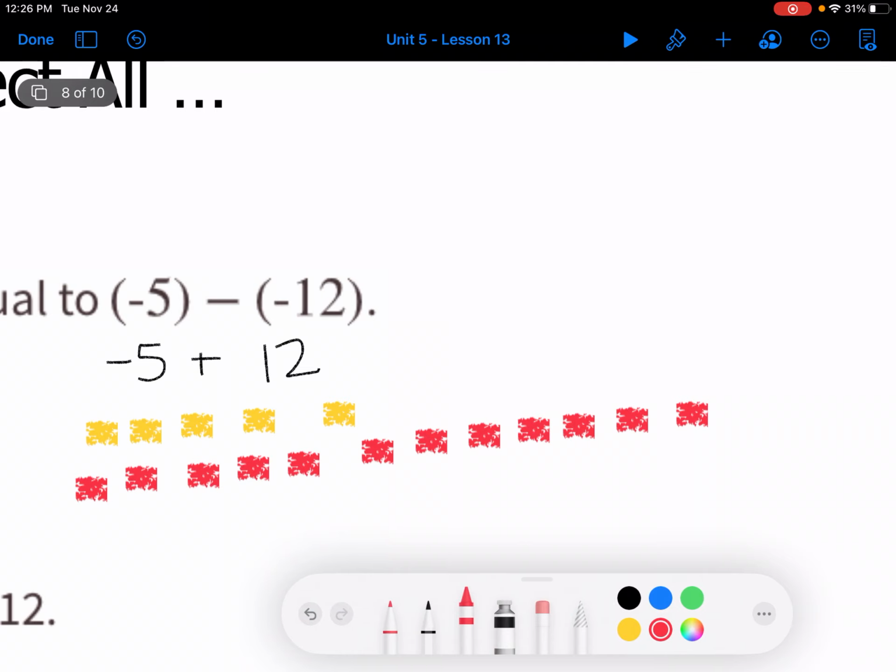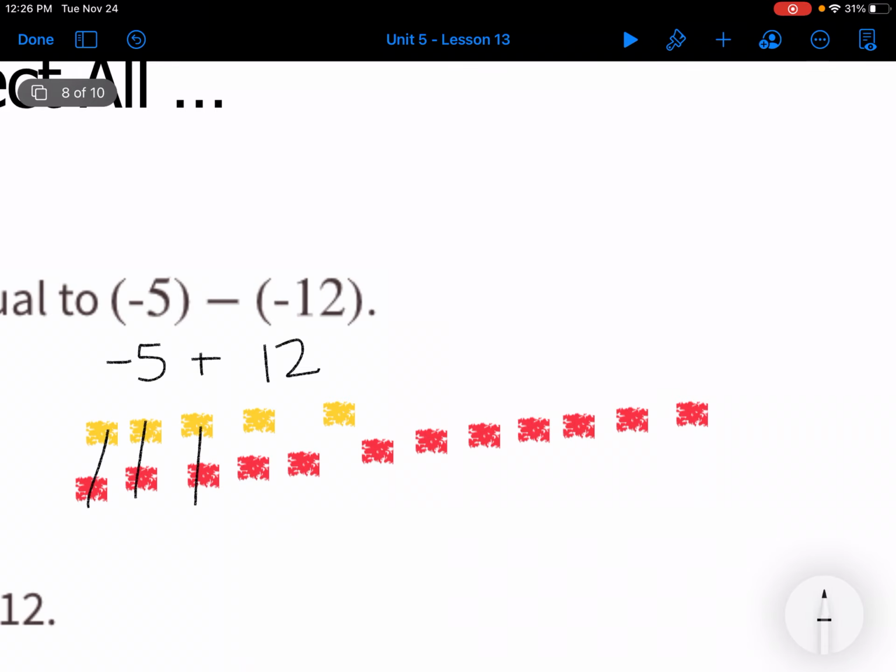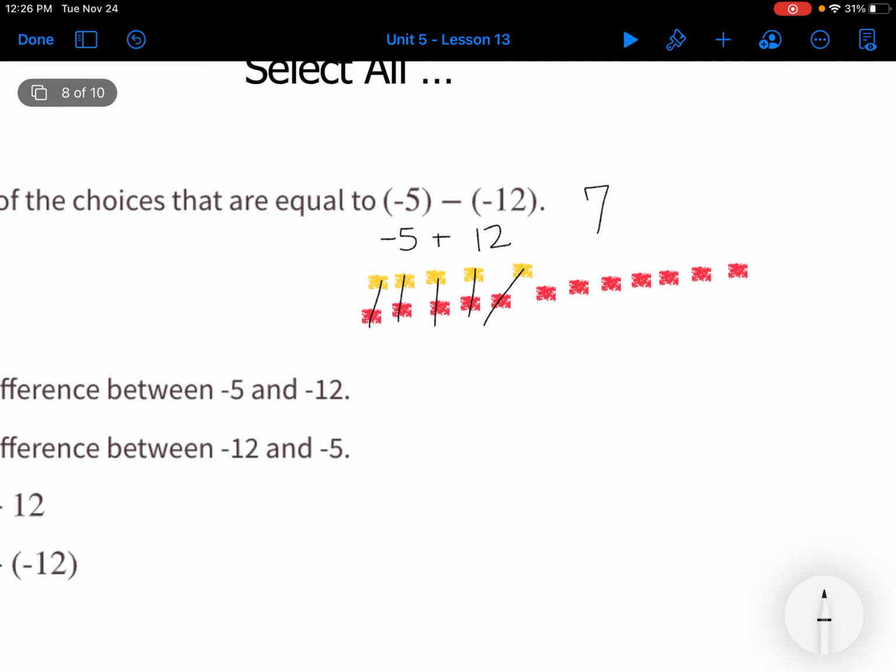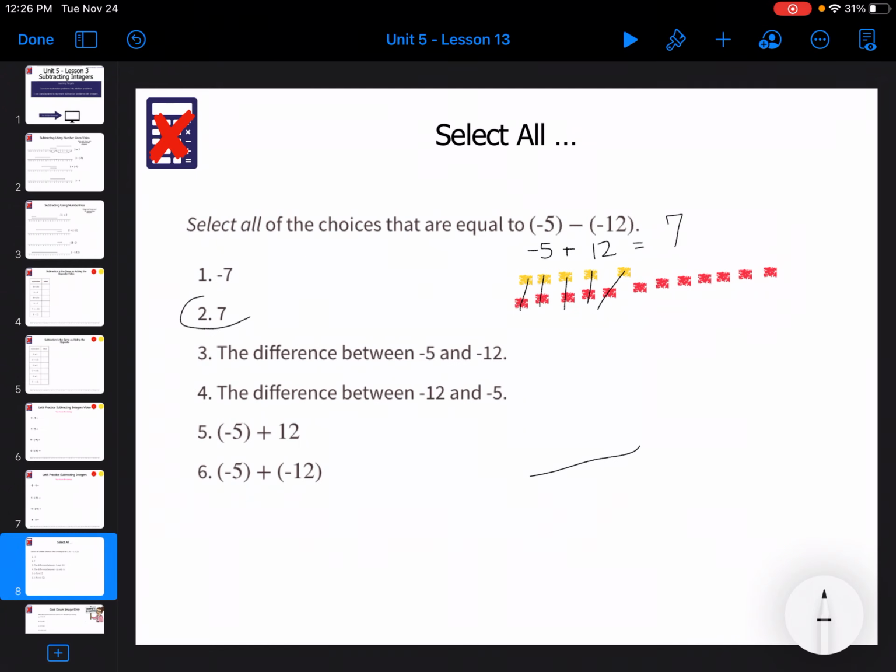So now I'm going to create my zero pairs. 1, 2, 3, 4, 5. 1, 2, 3, 4, 5, 6, 7. So I'm left with positive 7. So when I look, I know that it's definitely number 2, not number 1.